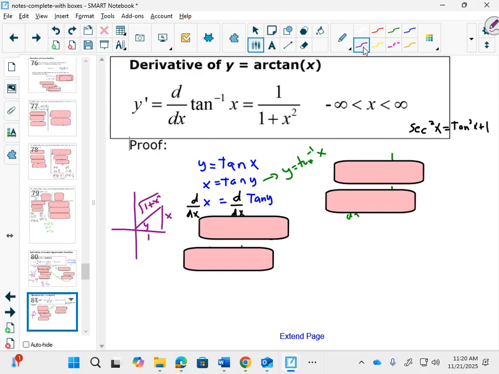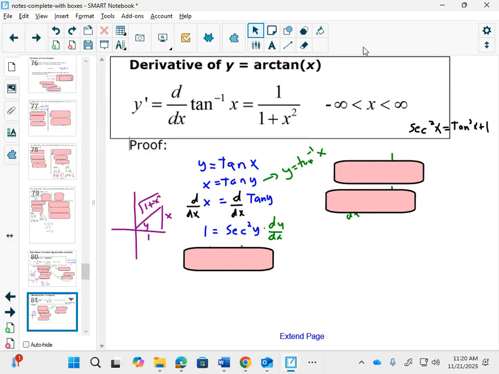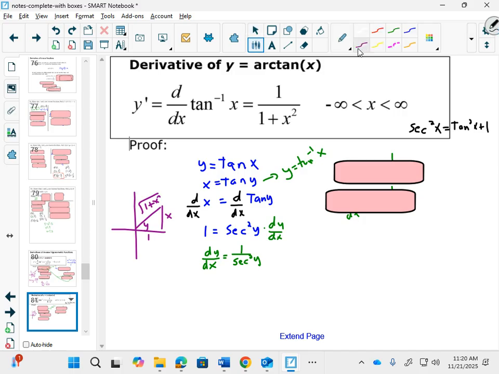But there's no square root in our answer. Why? Well, what's the derivative of tan? Shortcuts? Secant squared. Maybe. There it is. And secant squared, if I move it to the other side, I can write it that way.